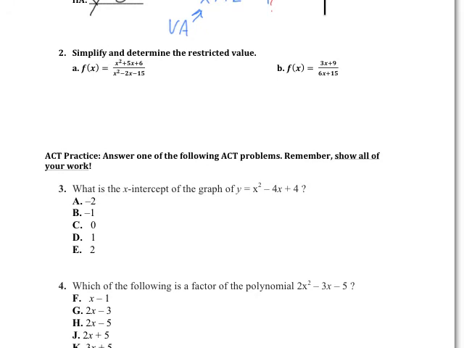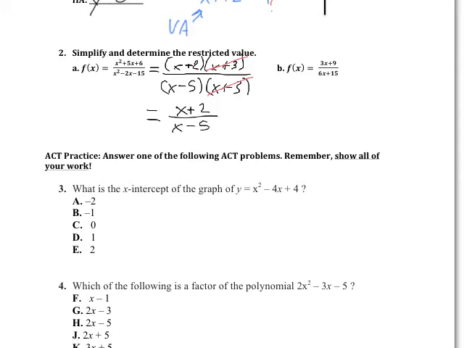Number 2, simplify and determine the restricted values. Okay. Well, I can factor the top of that to be two numbers that multiply to be 6 that add up to 5. That's 3 and 2. The denominator can factor to be two numbers that multiply to make negative 15, add up to 2. That's going to be negative 5 and positive 3. And now I can see that I have common factors, these guys right there, those cancel out, and that leaves me with a new equation, x plus 2 and x minus 5.